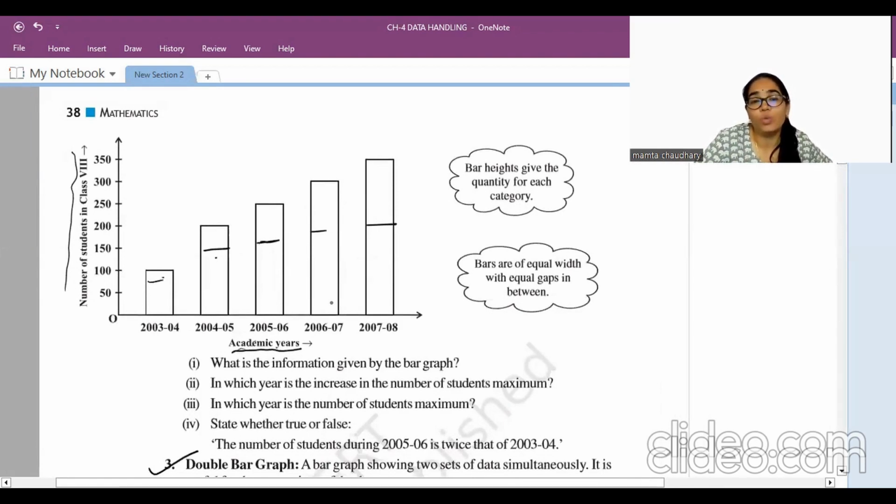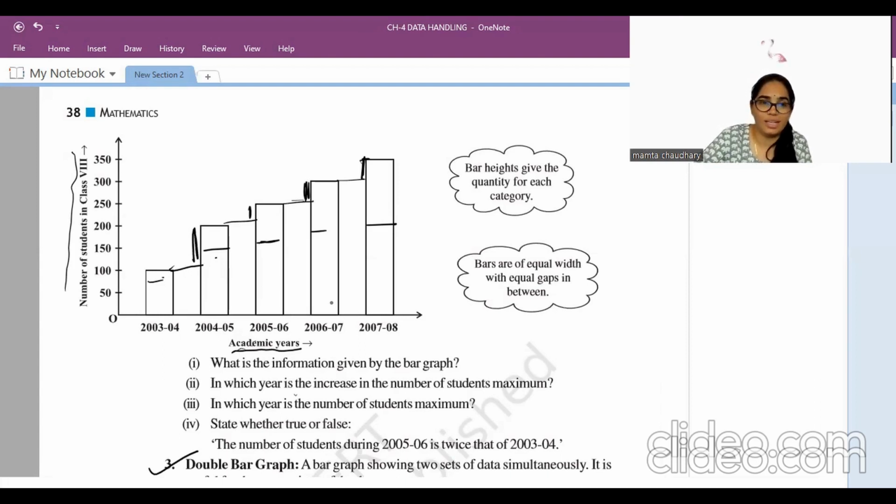Now, second, in which year is the increase in the number of students maximum? So how can you see? You will see this distance, this difference. Here, this much, here, this much, and here, this much. Now, where can you find the maximum difference? Here. It means the maximum increase is in year 2004, right? In which year is the number of students maximum? Obviously in 2007-8, right? Because you can see here the bar is the longest bar.